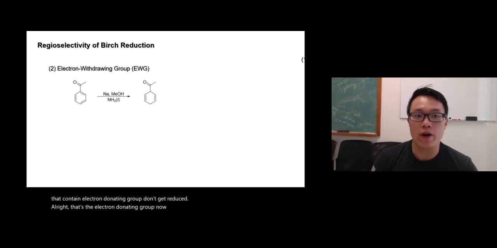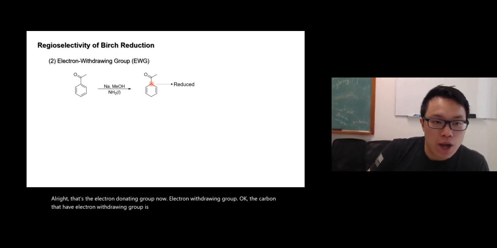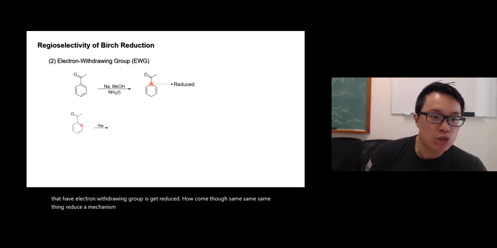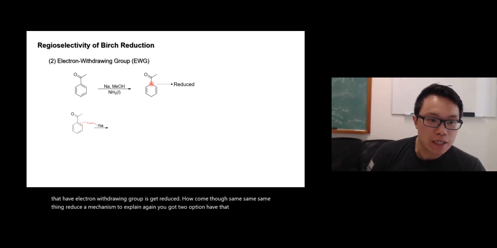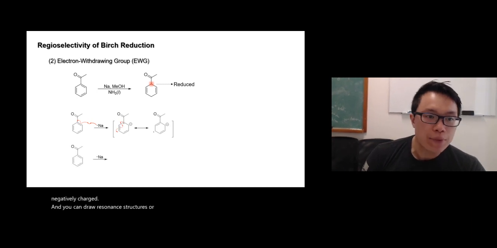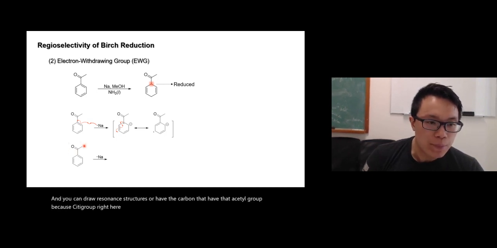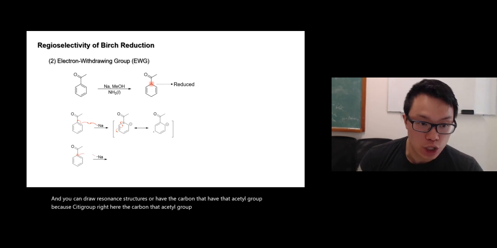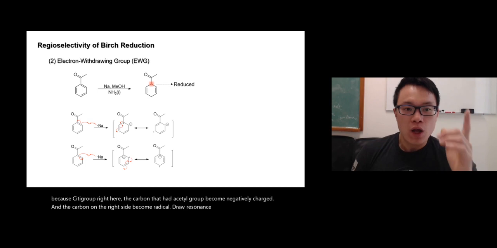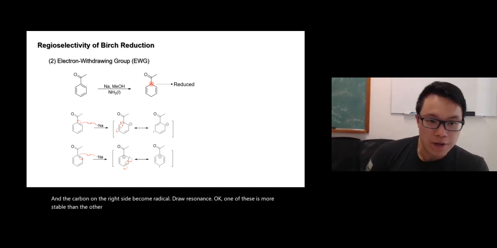Now, electron withdrawing group. Okay, the carbon that has the electron withdrawing group gets reduced. How come though? Same thing. We use a mechanism to explain. Again, you got two options. Have that carbon become negatively charged, and you can draw resonance structures. Or have the carbon that has that acyl group, we call it the acyl group right here, become negatively charged, and the carbon on the right side become a radical, and draw resonance. Okay, one of these is more stable than the other. Which one is more stable and why?